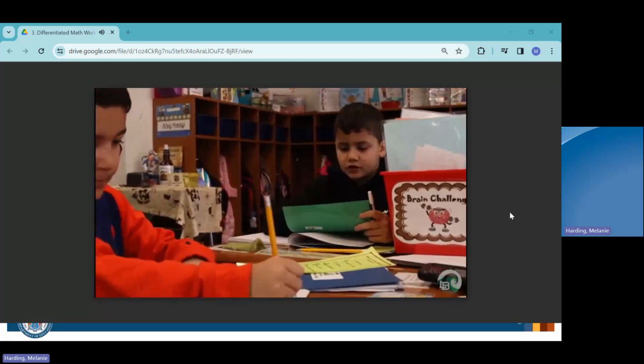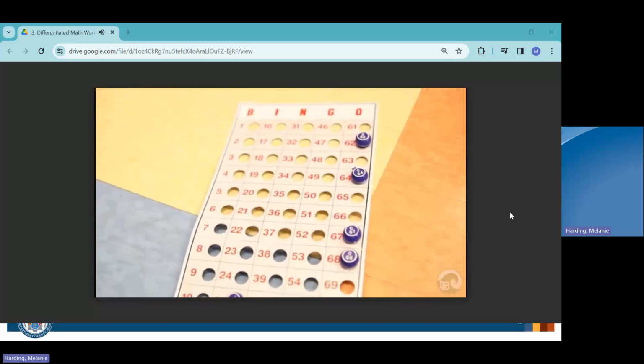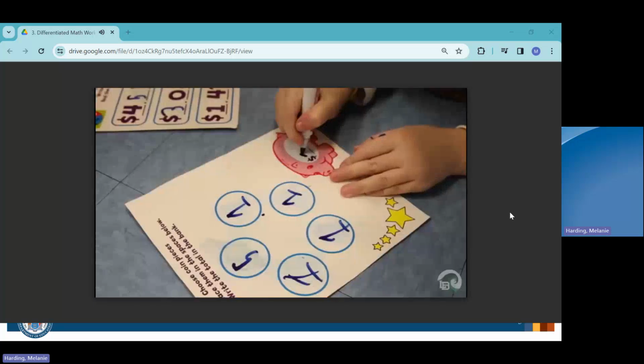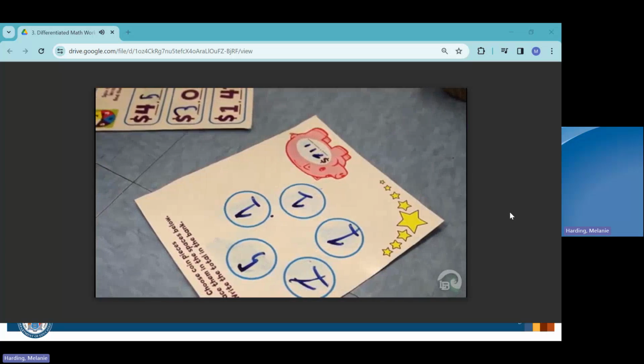The goal of Math Workstations is to encourage students to make sense of math by engaging in sustained practice over time that allows them to build conceptual understanding, procedural fluency, and problem-solving skills.